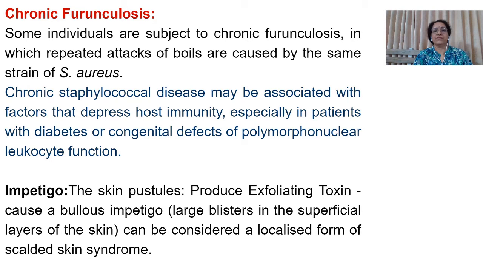One more type of skin involvement observed is the presence of impetigo. This is nothing but a skin pustule. Here, this organism produces one toxin, an exfoliating type of toxin, which causes bullous impetigo. This bullous impetigo is nothing but a large blister in the superficial layers of the skin. It can be considered a localized form of scalded skin syndrome.